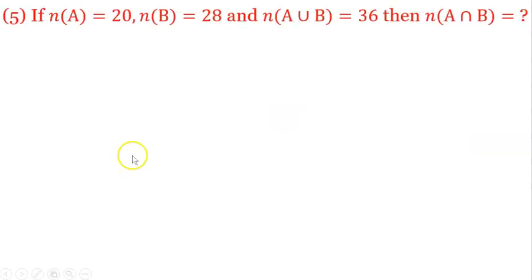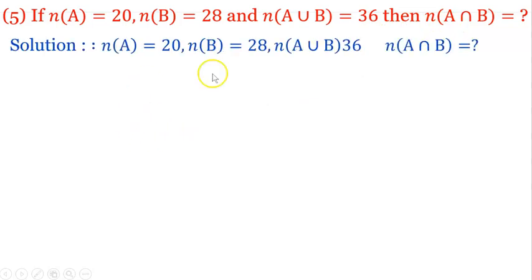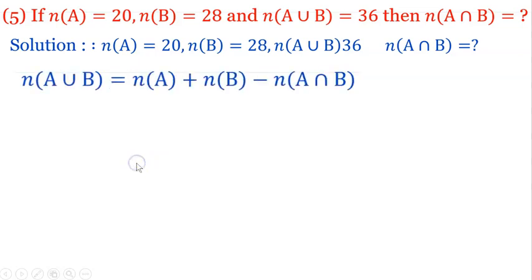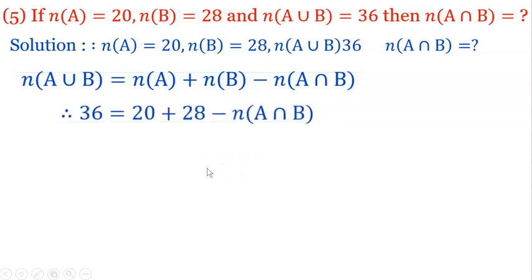If N of A is equals to 20, N of B is 28, N of A union B is equals to 36, then N of A intersection B. डायरेक्ट फॉर्म्युलाने आपल्याला हे सॉल्व करता येईल. आपण सर्व त्या व्हॅल्यूज लिहिल्या आहेत. What is the formula? N of A union B is equals to N of A plus N of B minus N of A intersection B. Substitute the values. 36 is equals to 20 plus 28 minus N of A intersection B.